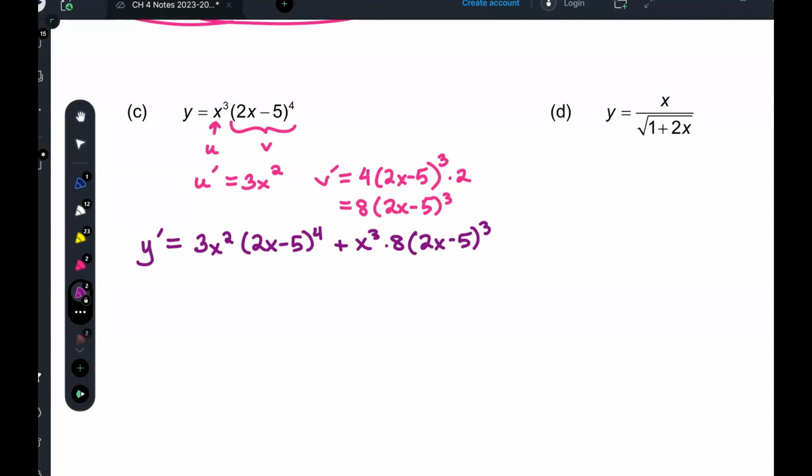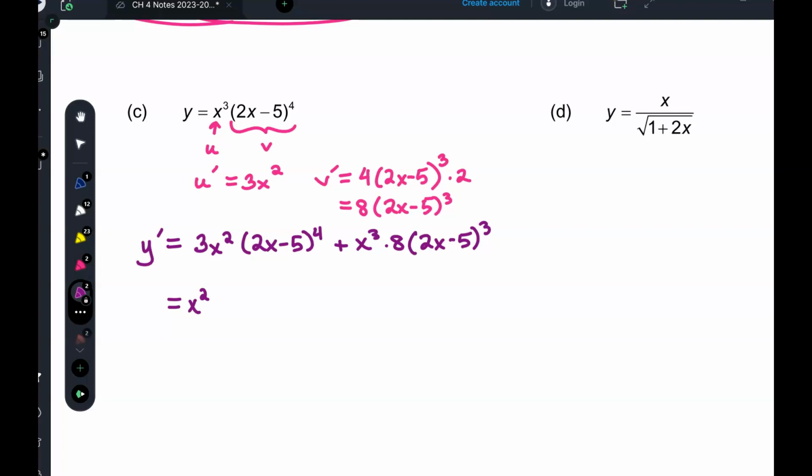Did we get that first step? Yeah, so now we're factoring. We want to be able to evaluate this easily. I have a 3 and an 8, so I don't have any common factors there. But I have an x squared and an x cubed, so I can pull out an x squared.